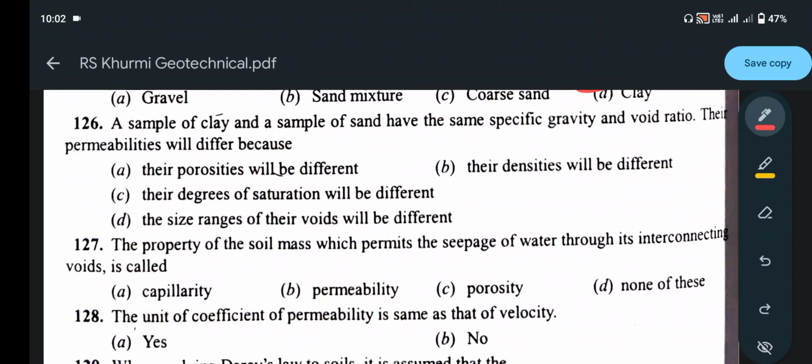A sample of clay and a sample of sand have the same specific gravity and void ratio. Their permeabilities will differ because their porosities will be different, their densities will be different, their degrees of saturation will be different, the size ranges of their voids will be different. So even if they have the same specific gravity and same void ratio, their void sizes are different. The size of the voids of the sample of sand is greater than the size of the voids of clay.